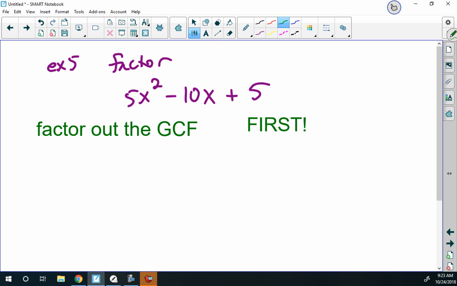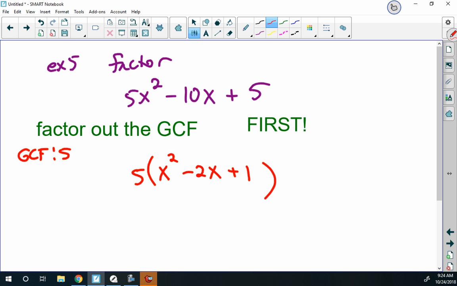What is the GCF? 5? Okay. So then the GCF is 5. So we're going to have 5 times some stuff. Each one of those 3 terms is getting divided by 5. So what's our first term in parentheses going to be? x squared, and then minus 2x, and then plus 1. Good.